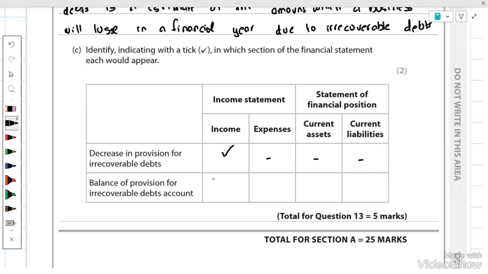Okay, so balance of provision for irrecoverable debt. Whatever balance we have this year for the provision for irrecoverable debt, we always subtract this amount from the trade receivables in the statement of financial position. Because trade receivable is a part of our current assets, and we are deducting the balance of the provision for irrecoverable debt account from the trade receivable, we record this in the current asset.